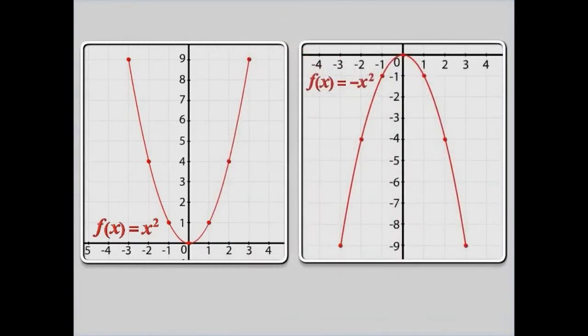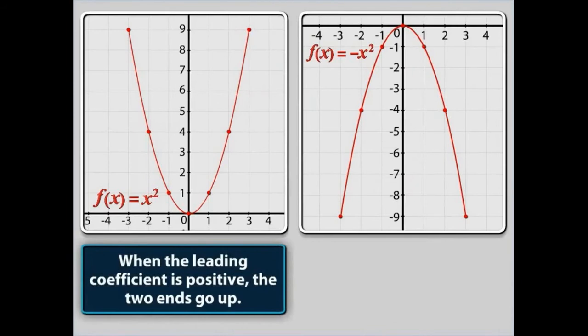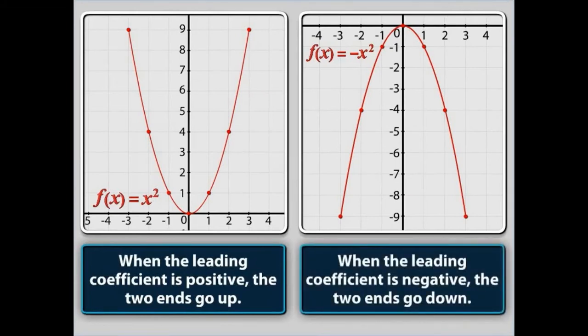Looking at these graphs, we can generalize that both ends of the graph of a polynomial function with even degree either go up or go down. Both ends behave the same way. When the leading coefficient is positive, the two ends go up. When the leading coefficient is negative, the two ends go down.